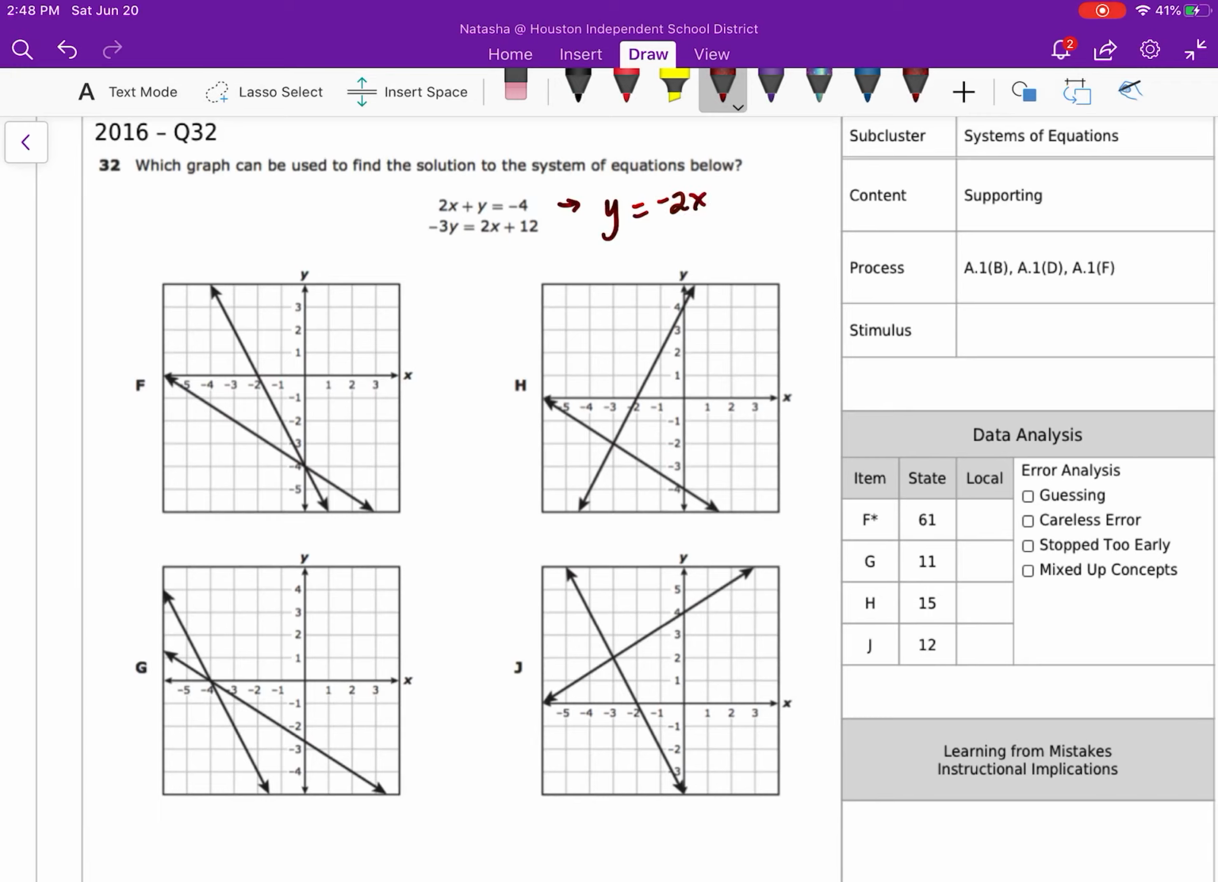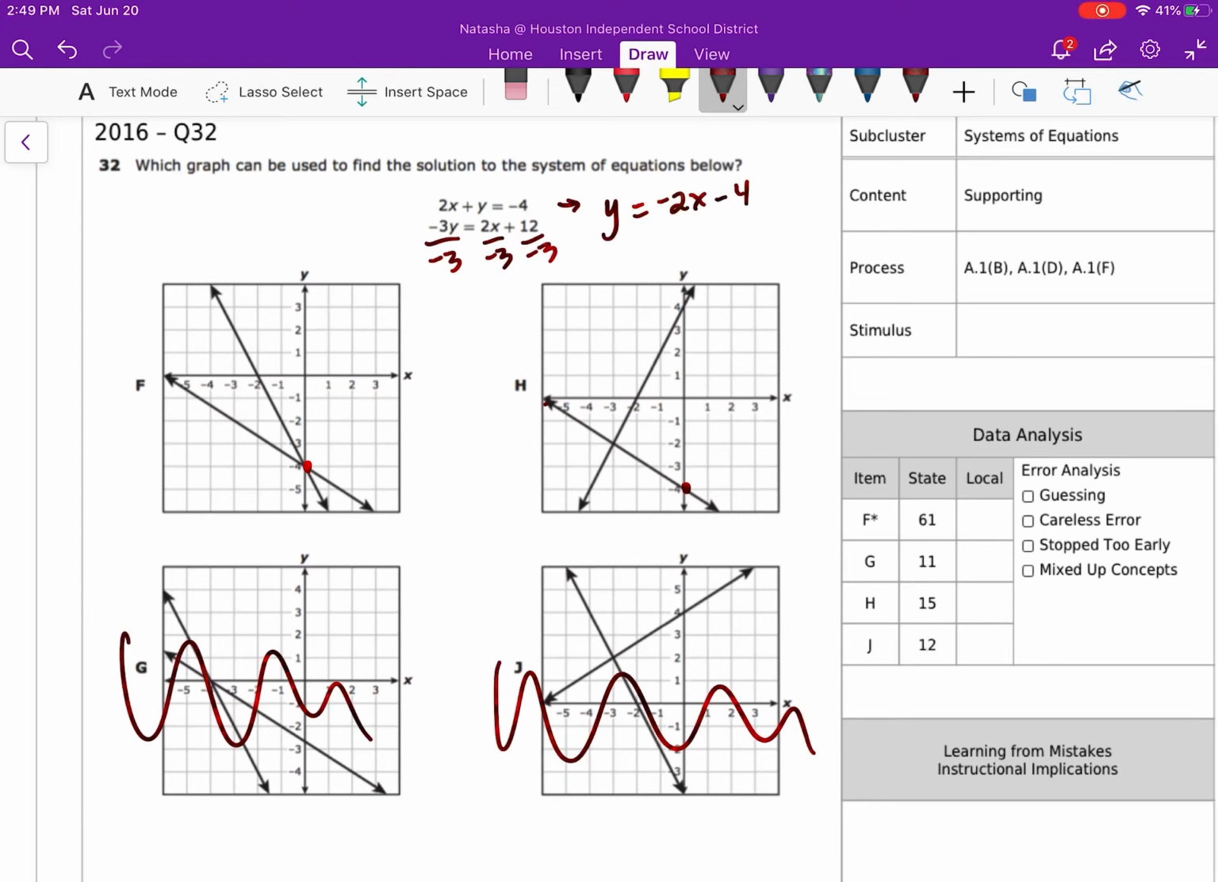This is going to become y is equal to negative 2x minus 4. So we have a y-intercept of negative 4. This one has a y-intercept of negative 4, and this one has a y-intercept of negative 4. G and J do not. Both of these have negative slopes, so let's do the other one.